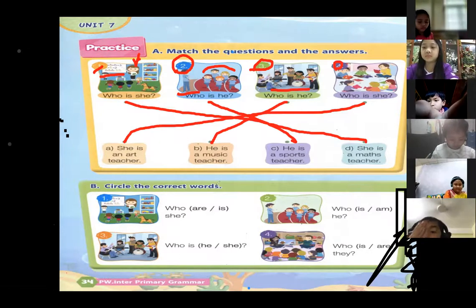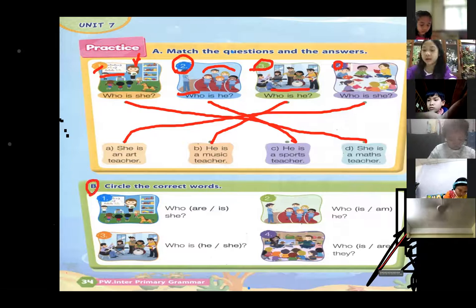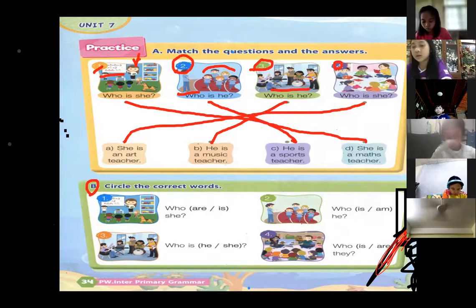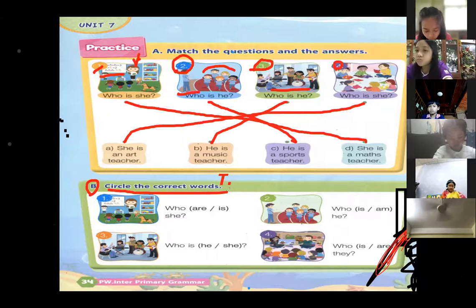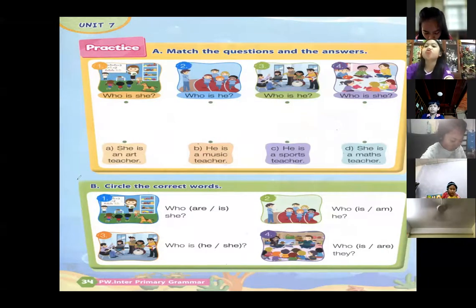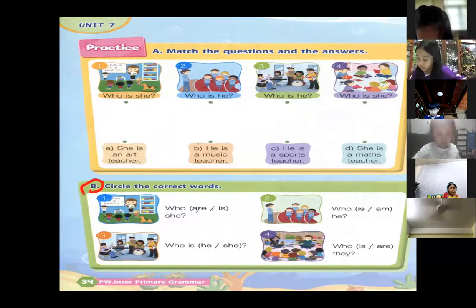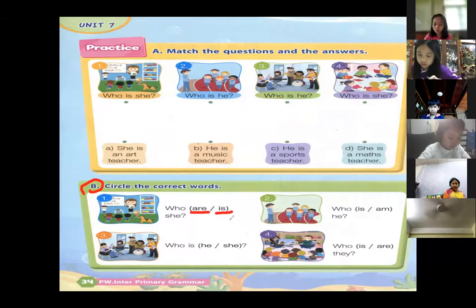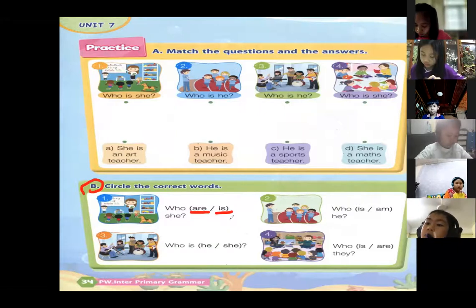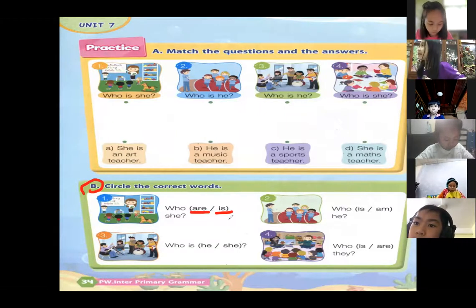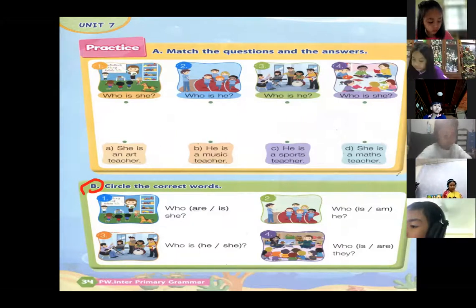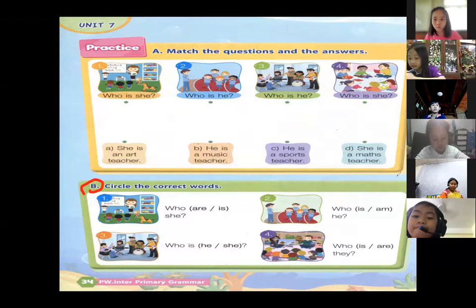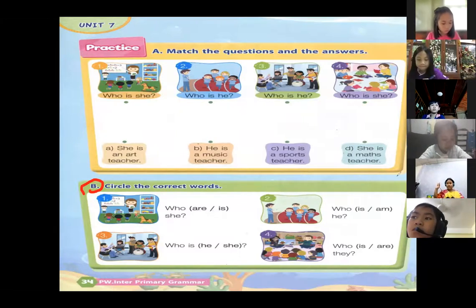Okay, let's proceed to letter B. Circle the correct words. We will give you 2 or 3 minutes to do this, and then we will answer it. You can start answering letter B. You just have to circle are or is. Remember, when you're using is, you're talking about one. Are means more than one. Okay, try to answer now. Tick tock, time is running. Come on, go, go, go.